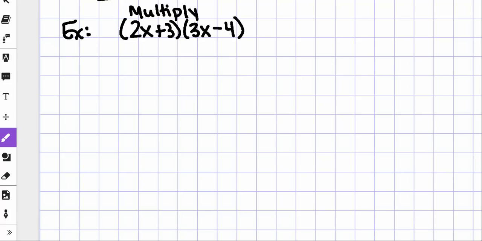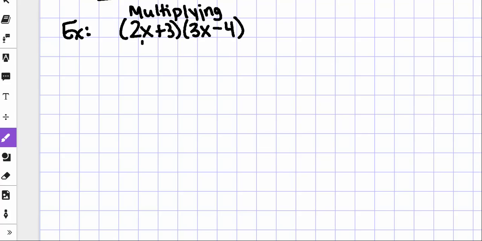So let's say, for example, I have 2x plus 3 times 3x minus 4, okay? Now, when I'm deciding to do this with an area model, really what we're doing is we're multiplying this out. That's what we're doing.